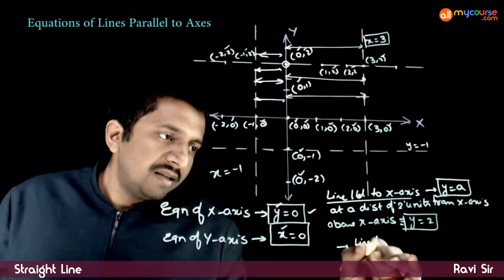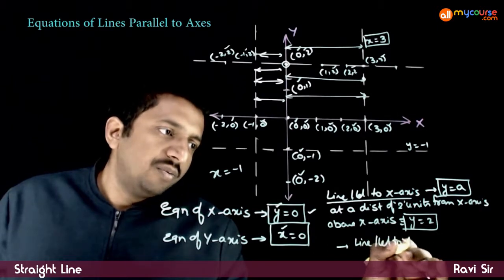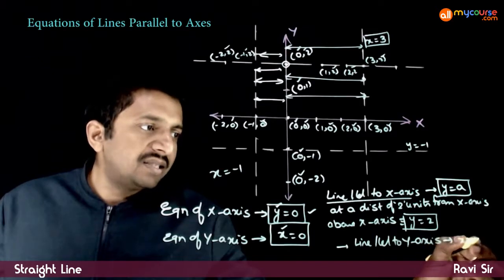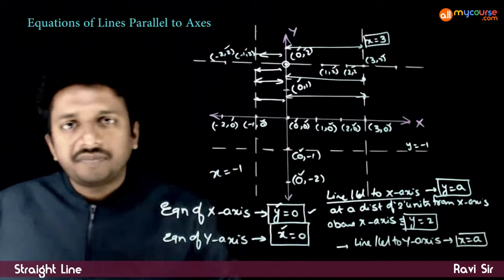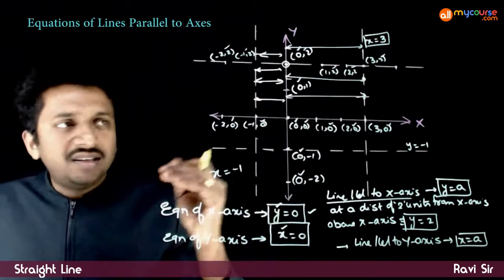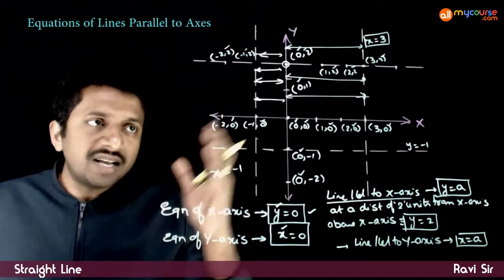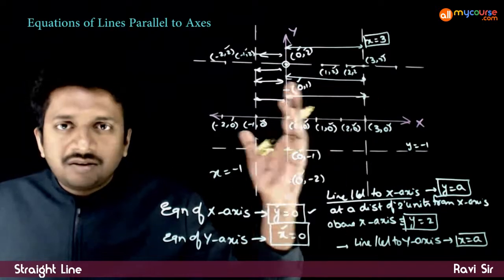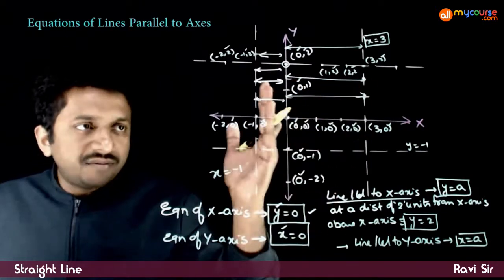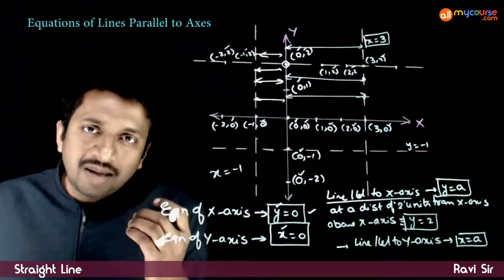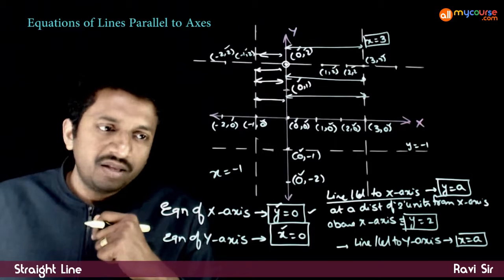So what is the general equation of a line which is parallel to y-axis? If a line is parallel to y-axis, the equation looks like x is equal to some constant. And again, this constant depends on how far the line is from y-axis and in which direction the line is. If it is in this direction, then the constant will be positive. If the line is going backwards, the number will be negative.